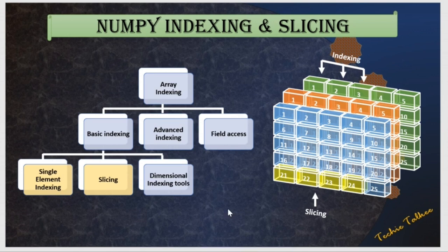Coming to array indexing, there are three types of indexes available: basic indexing, advanced indexing, and field access. In this video, I'll be explaining basic indexing. Basic indexing in turn is of three types: single element indexing, slicing, and dimensional indexing tools. The focus in this video will be more on single element indexing and slicing. First, what is single element indexing? It is the basic indexing type that we were discussing, just that it includes negative indexes as well.